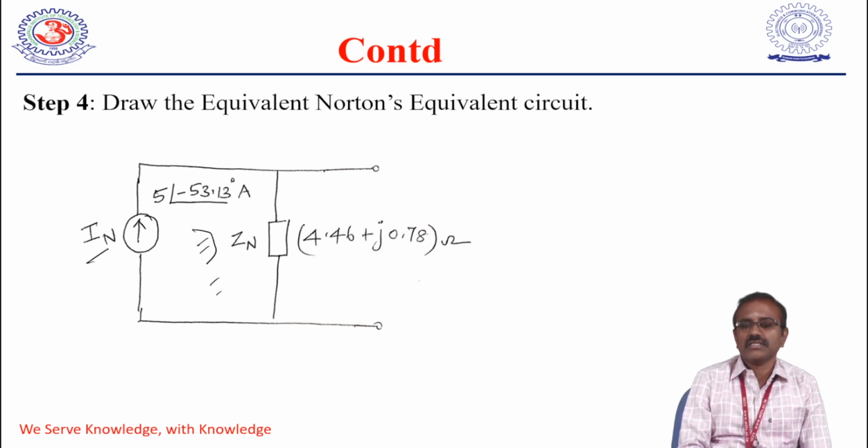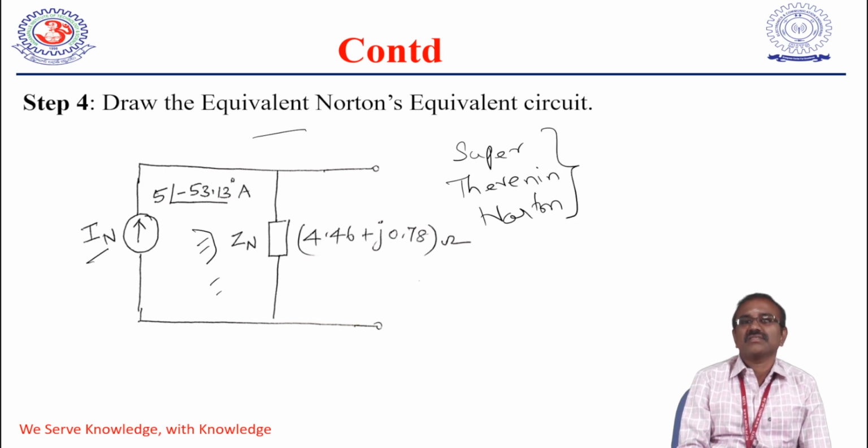So far we have discussed the superposition theorem, Norton's theorem, and Thevenin's theorem. For all the theorems, our ultimate objective is to find the current through a particular element, the load or anything we can take. In all the theorems, our ultimate objective is to find the current in a particular resistance.